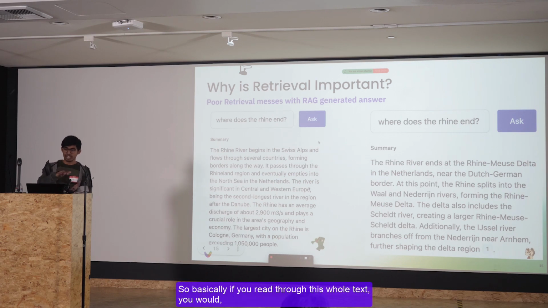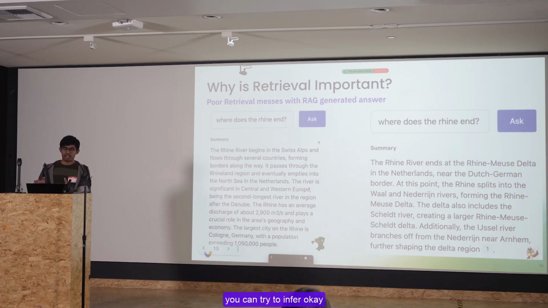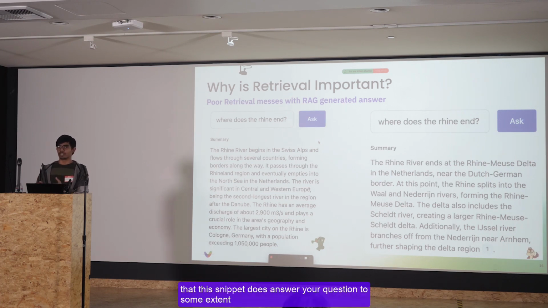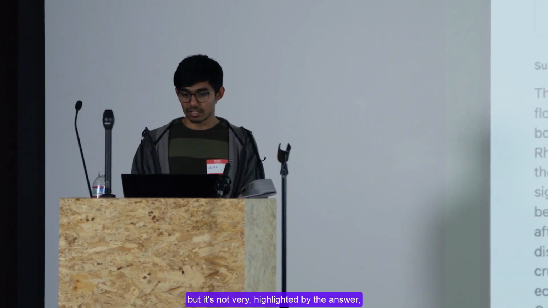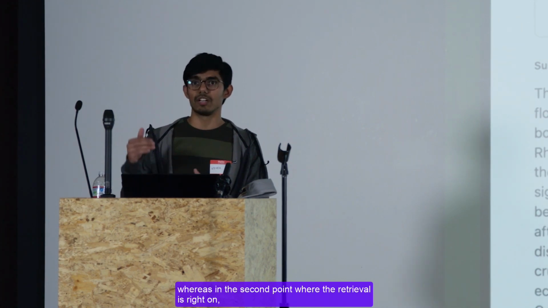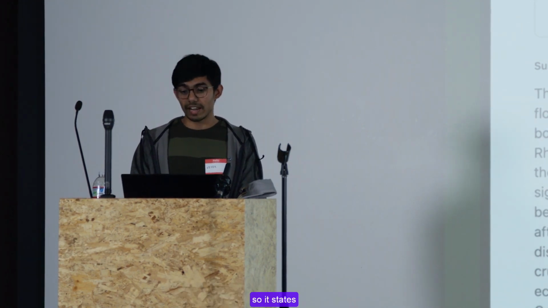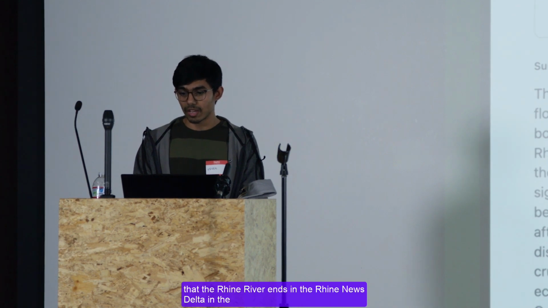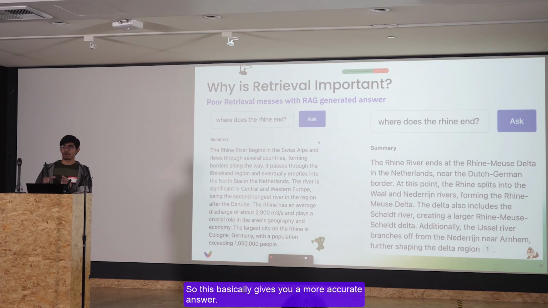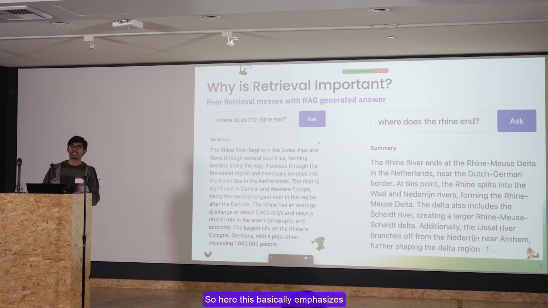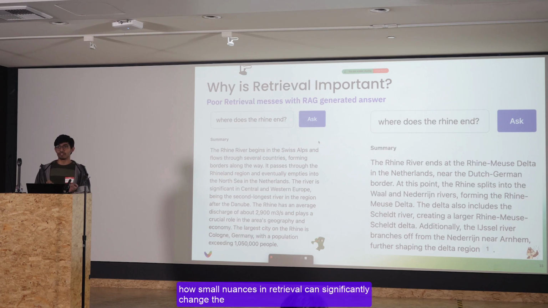So basically, if you read through this whole text, you can try to infer, okay, that this snippet does answer your question to some extent, that the river ends in the North Sea in the Netherlands, but it's not very highlighted by the answer. Whereas in the second one, where the retrieval is bang on, it directly states that the Rhine River ends in the Rhine-Meuse Delta in the Netherlands near the Dutch-German border. So this gives you a more accurate answer. This emphasizes how small nuances in retrieval can significantly change the quality of the answer that you get out of the RAG system.